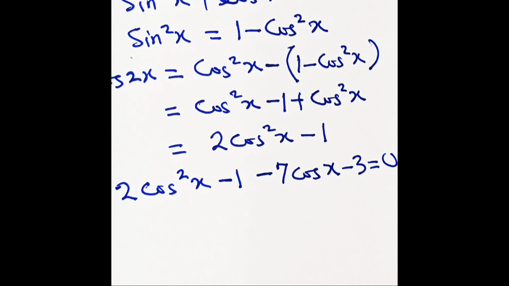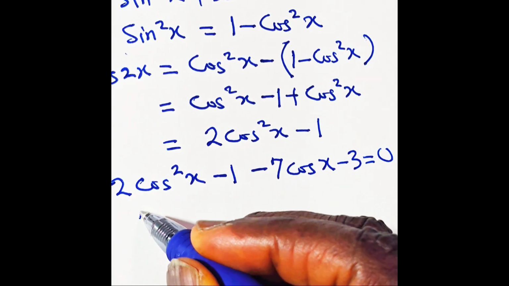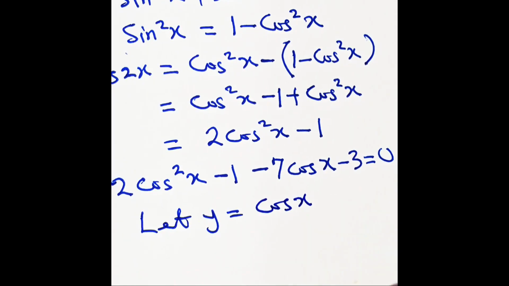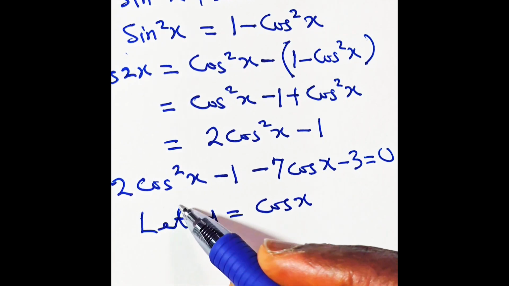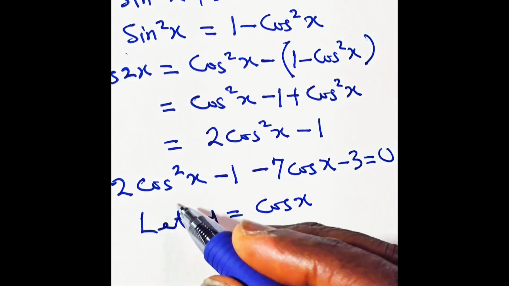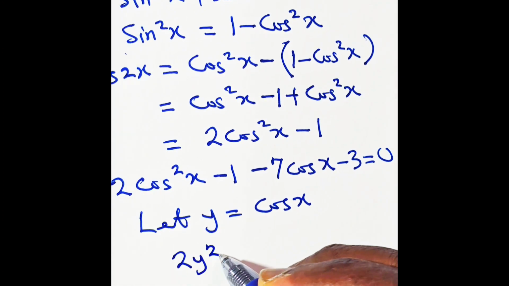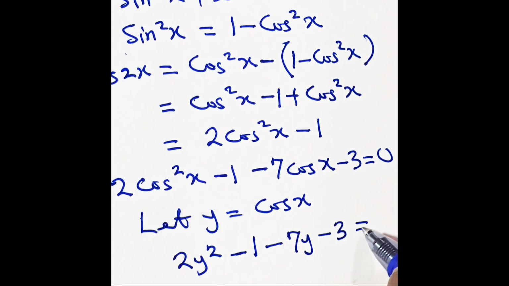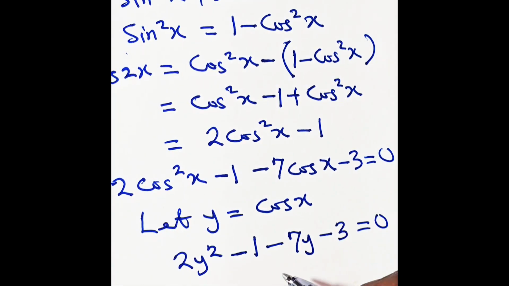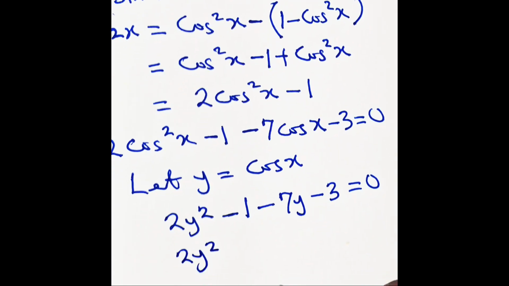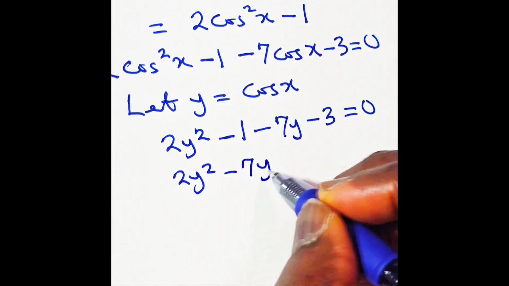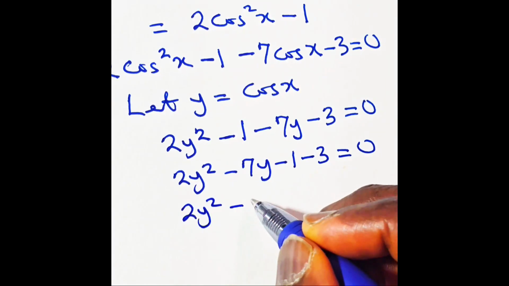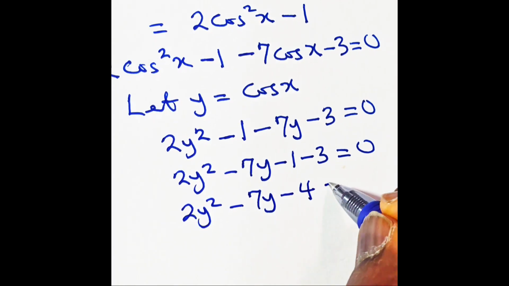So that is what we have. Again, we can say let y equal cos x. In doing that, we'll be able to represent our cos x as y. So we're going to have 2y squared minus 1 minus 7y minus 3 equal 0. So I can then put them together: 2y squared minus 7y minus 1 minus 3 equal 0. So we're going to have 2y squared minus 7y minus 4 equal 0.